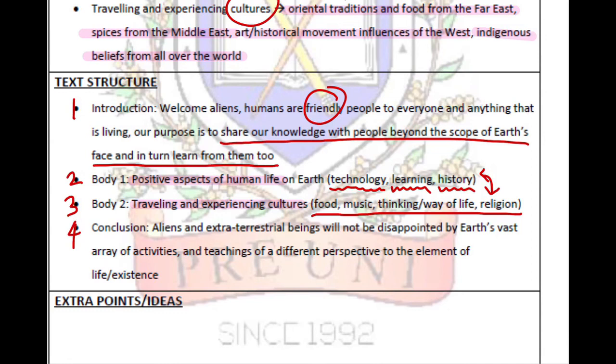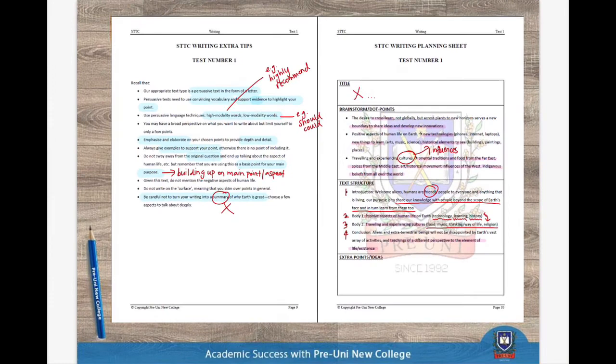And then also conclusion, we want to indicate that aliens and extraterrestrial beings won't be disappointed by Earth's vast array of activities, teachings of different perspectives to the element of life and existence. It's the last part over here, indicating that they will have a very good time on Earth. So that is our planning sheet for the main part.